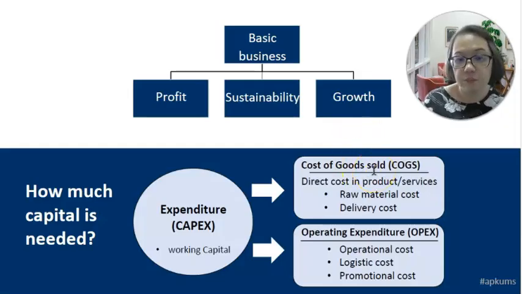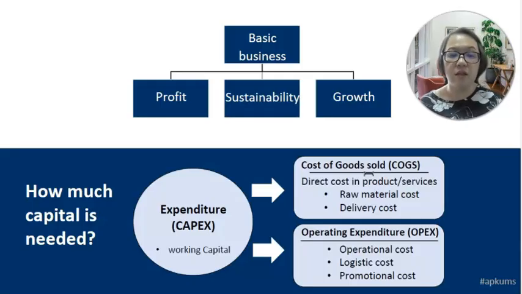It means the cost to prepare the product or service for sale. So it might include raw materials, delivery costs, and other costs. Third, it will be the operating expenditure. It means the cost to pay for the electricity, logistics, promotion, and other costs.